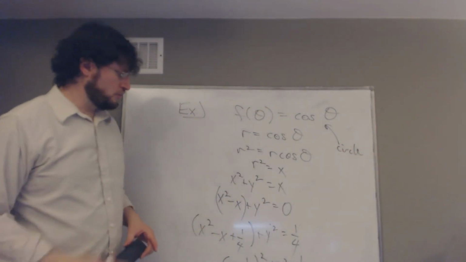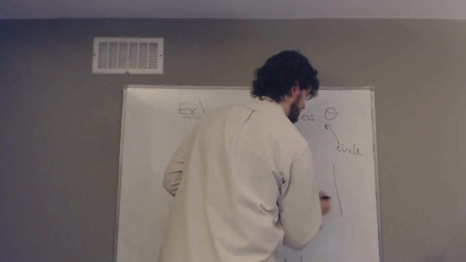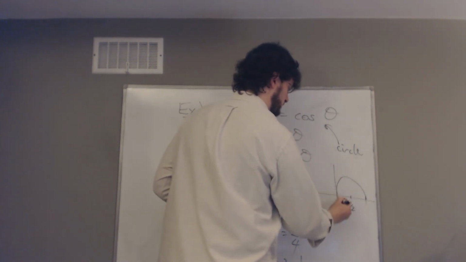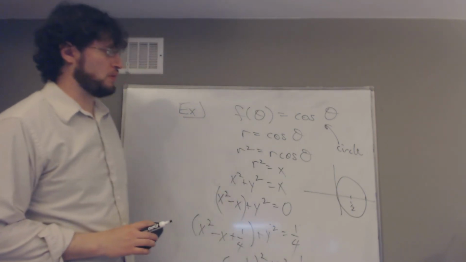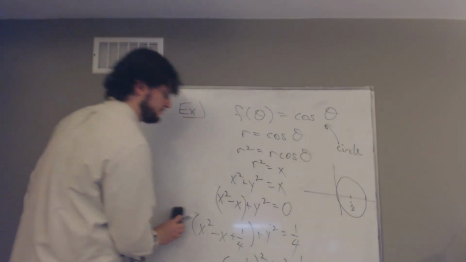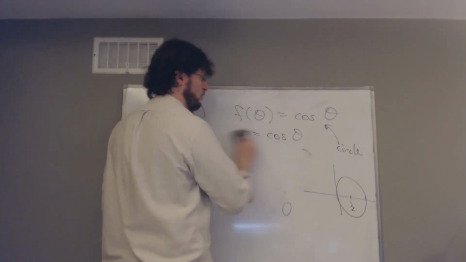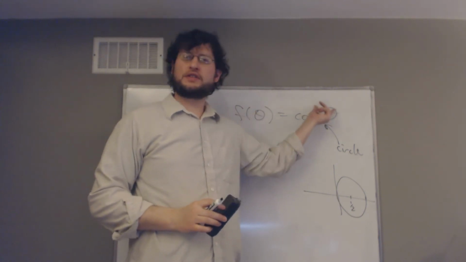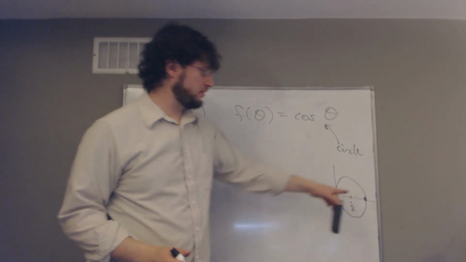It's a circle that's no longer centered at 0, 0. It's centered at 1/2, 0. And its radius is the square root of a quarter, which is 1/2. So we've got a circle that's shifted over that direction. Where does it start? If theta is 0, cosine of 0 is 1, which means it starts right here. So we started right here.